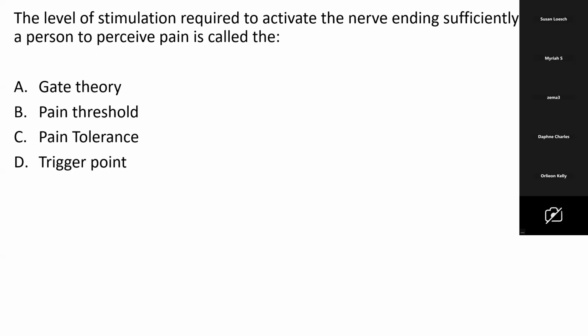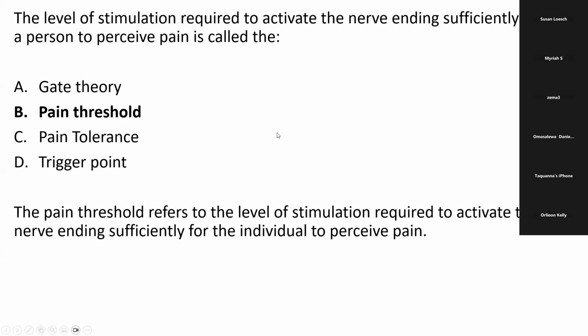The level of stimulation required to activate the nerve ending sufficiently for a person to perceive pain: pain tolerance, perceive, threshold, gate? Okay, threshold is the level of stimulation. Remember, I said these ones you got to know.